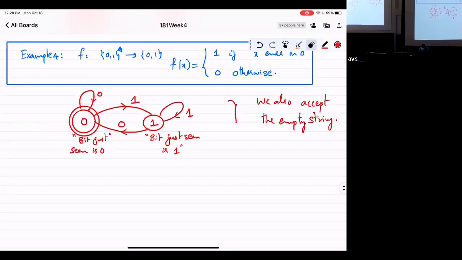Yeah, I could do that too. Okay. So to make sure that I don't accept the empty string, I just switched the names given to the states, right? The transitions are kind of still the same. So whenever the last bit I see is 0, I end up in the state now named 1, okay? And that's when I accept.